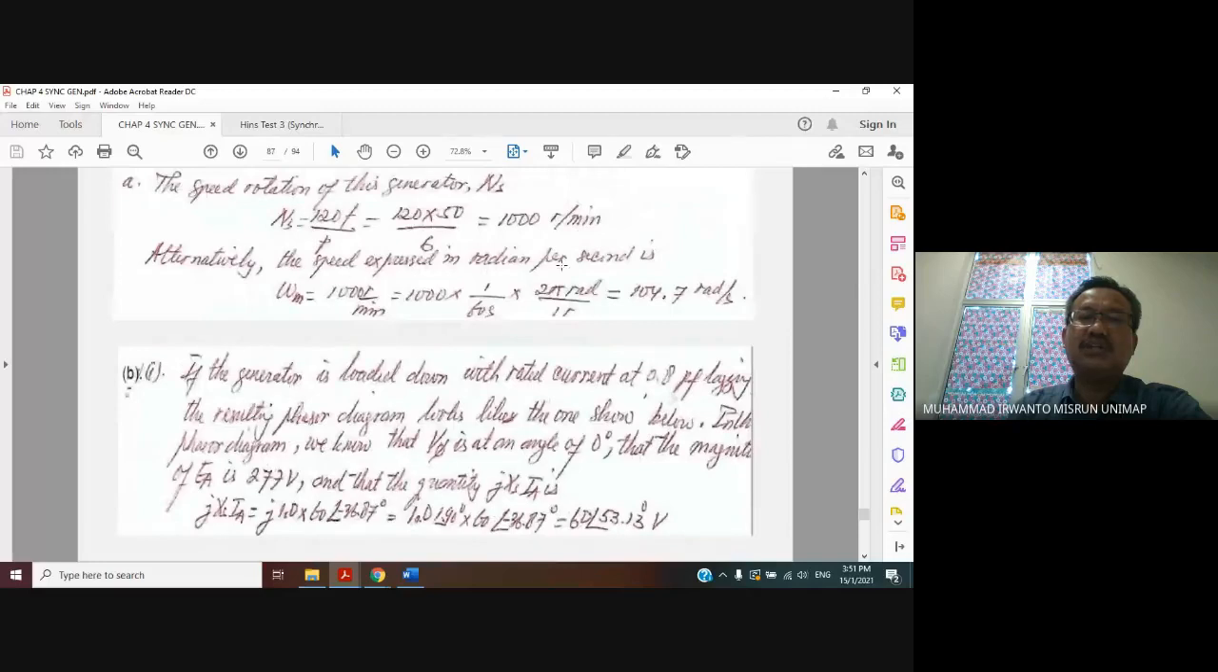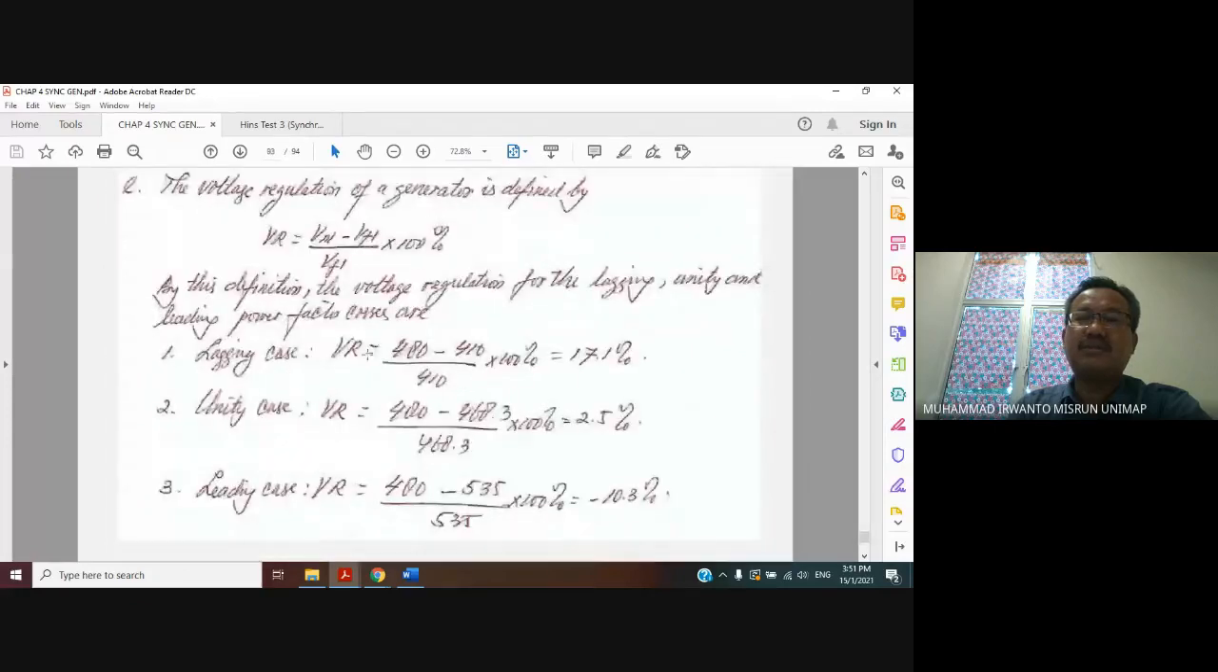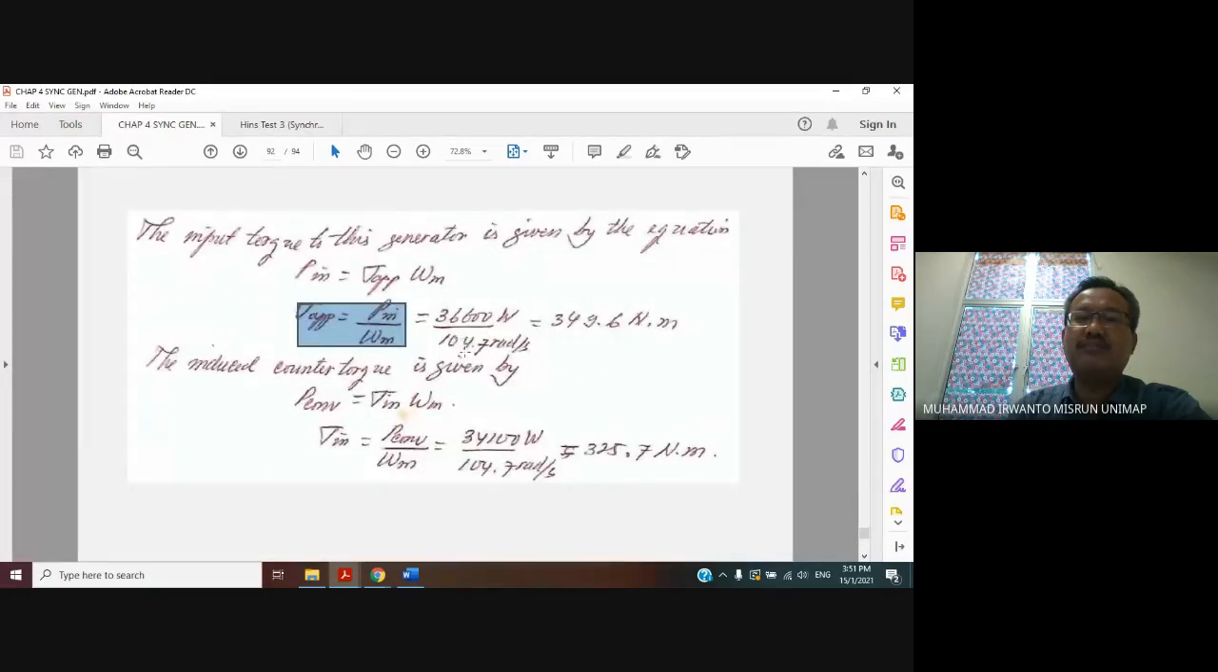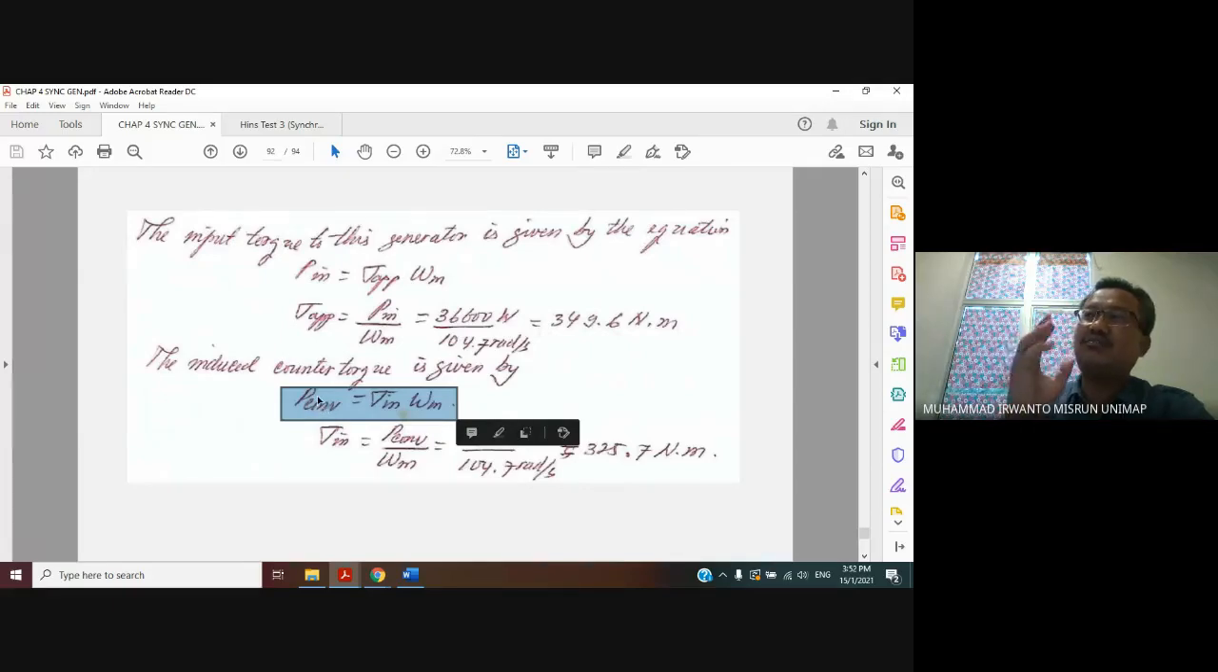which is also found from here, 104.7 radian per second. So it is divided by 104.7 radian per second. So we obtain the applied torque is 349.6 Newton meter. Okay, and then induced torque. We can obtain it from the formulation: converted power is equal to induced torque multiplied by mechanical speed. In this case, we observe for the maximum power.